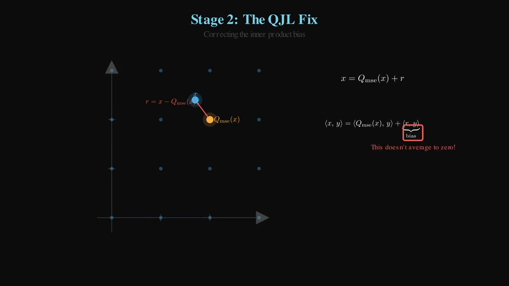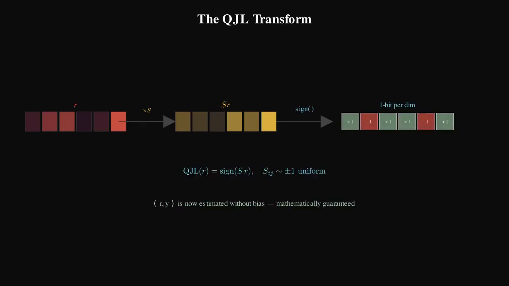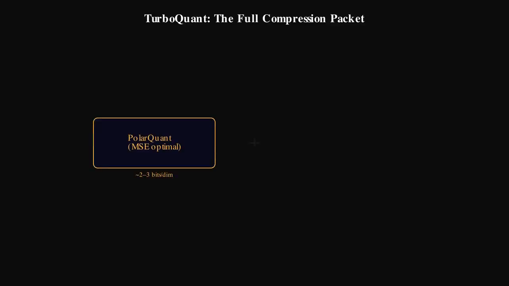To fix this, we need to store information about the residual r, but we don't have many bits to spare. We just want to preserve its inner product properties. Enter the quantized Johnson-Lindenstrauss transform, or QJL. The Johnson-Lindenstrauss lemma is a famous result showing that you can project high-dimensional points into a lower-dimensional space while preserving distances and angles. TurboQuant takes the residual r and applies a 1-bit quantized JL transform.